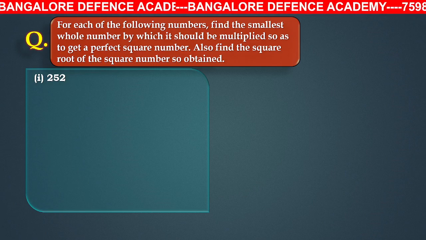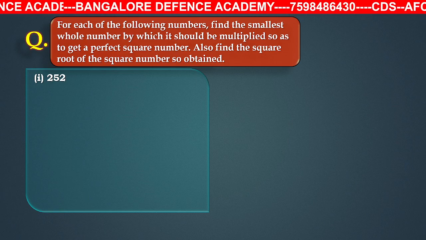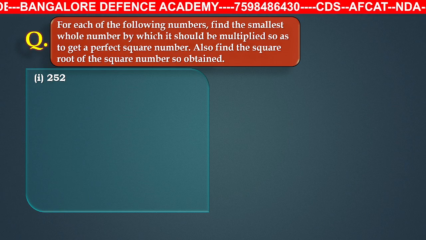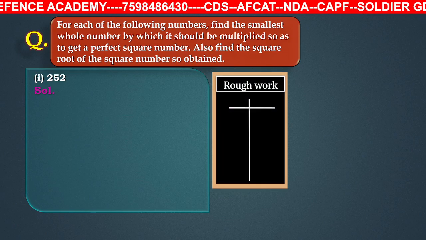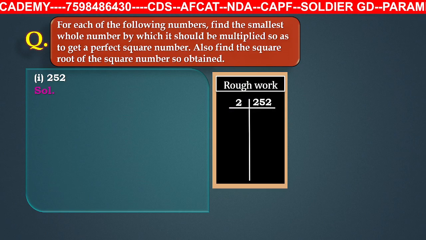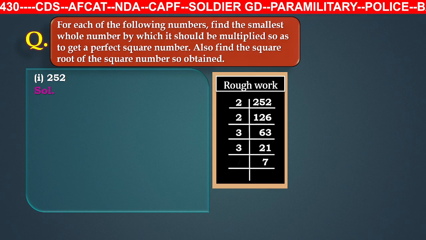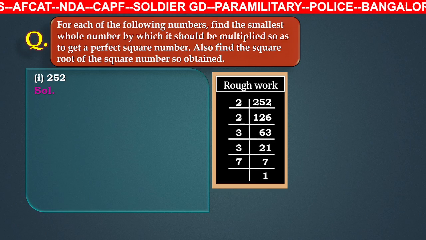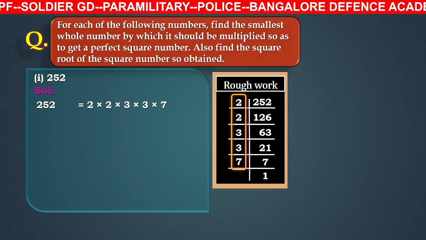Now for each of the following numbers, find the smallest whole number by which it should be multiplied so as to get a perfect square number. Also find the square root of the square number so obtained. Now imagine 252. So I'm going to divide it with these numbers, 2, like this, and finally I get this. So these numbers I'm going to write like this: 2 into 2 into 3 into 3 into 7.